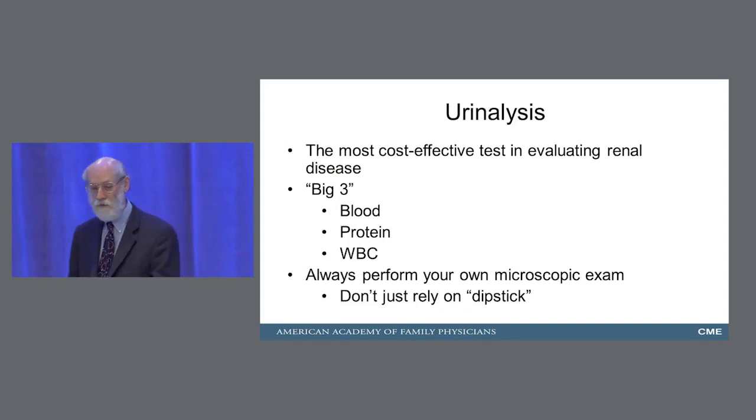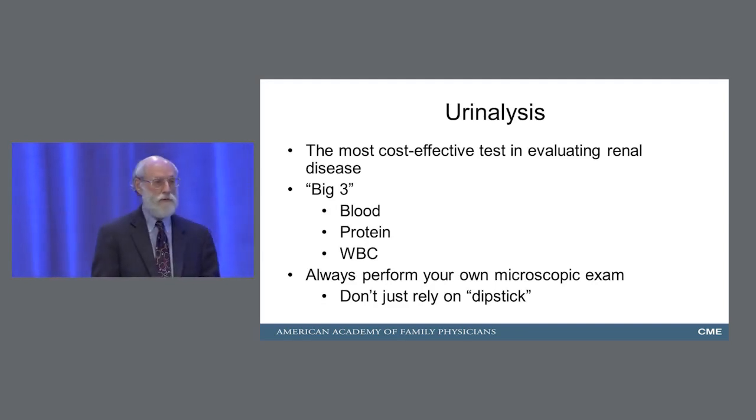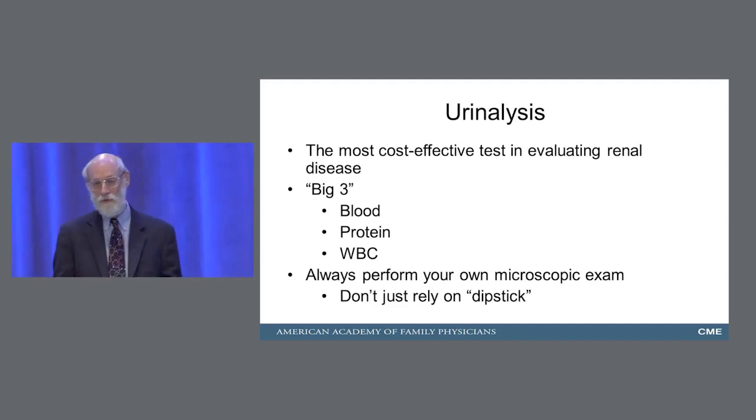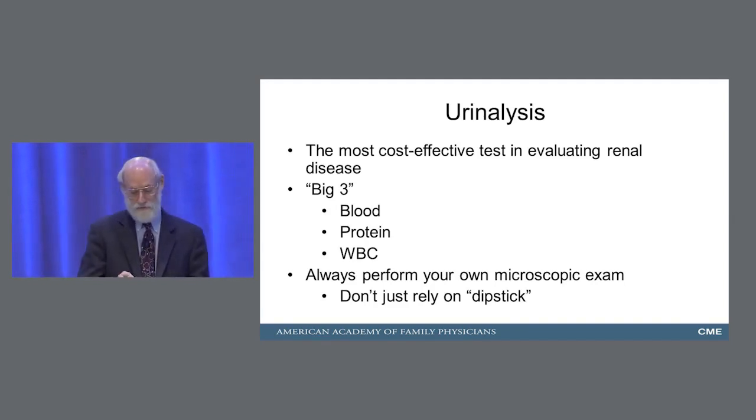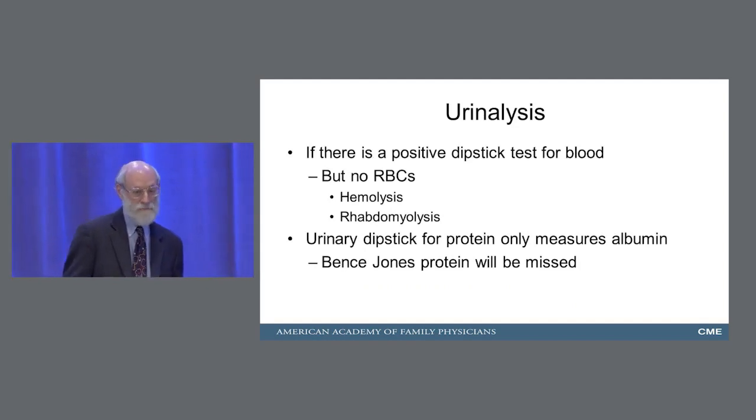If you want the most cost-effective test to look at renal disease, it still is the urinalysis. We look for the big three: blood, protein, and pus, essentially. We recommend that our residents typically do their own microscopic exams in addition to their dipsticks. How many of you do urine micros in your office? Very good, very good. Why do we say that?